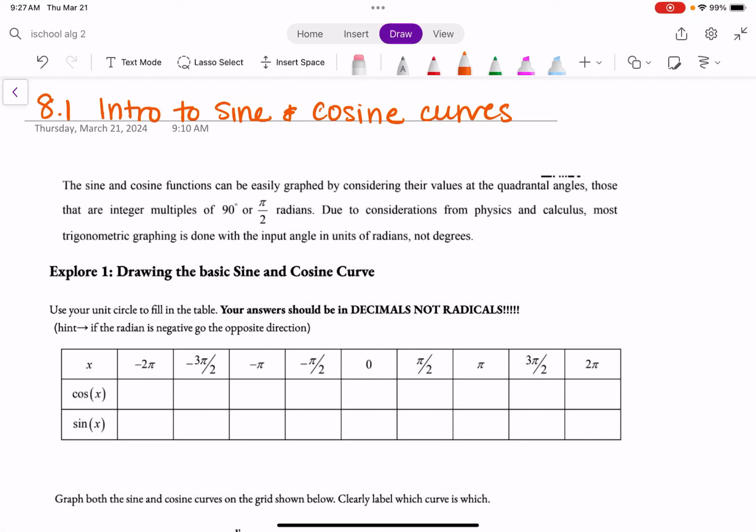Okay, so today is 8.1, Intro to Sine and Cosine Curves. So you need the guided notes for this lesson, so if you have not gone to the folder and gotten the guided notes, please do so. Okay, so today we're going to be talking about how the unit circle actually can help us create a sine function and a cosine function graph.